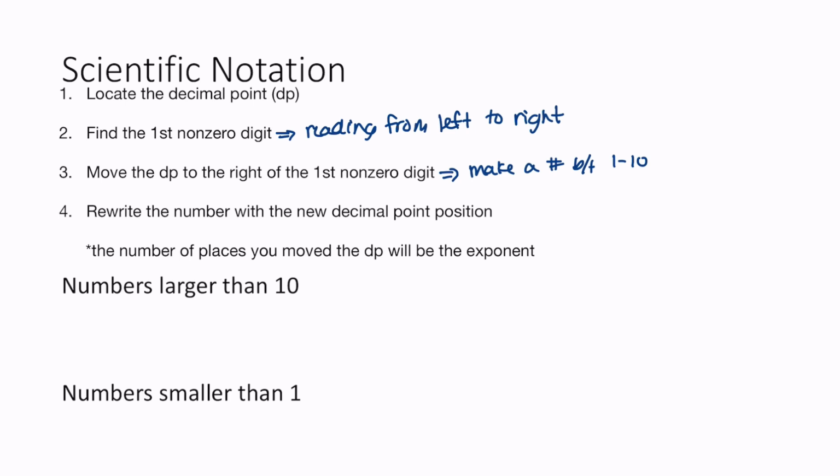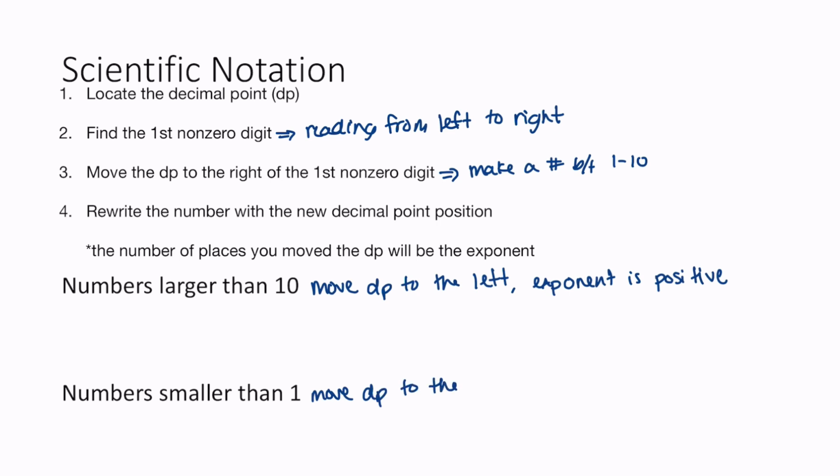If you have a number that is larger than 10, then you're going to move the decimal point to the left. And your exponent will be positive. If you have numbers that are smaller than 1, your really small numbers, then you're going to move the decimal point to the right. And your exponent is negative.